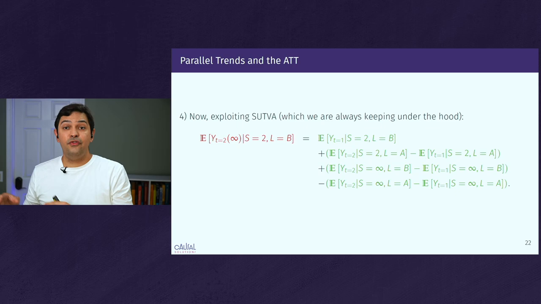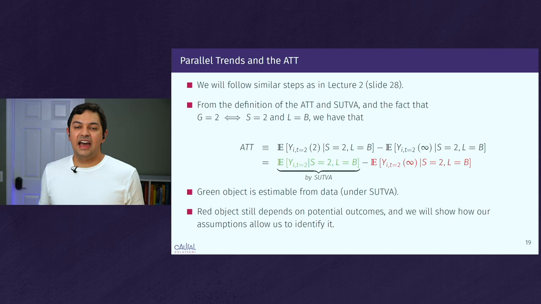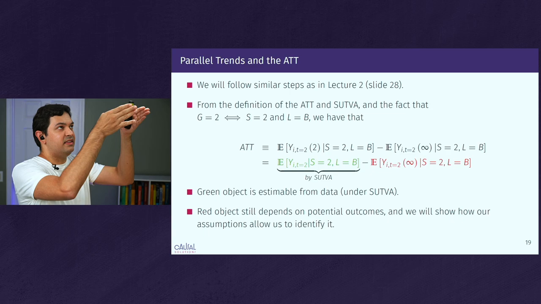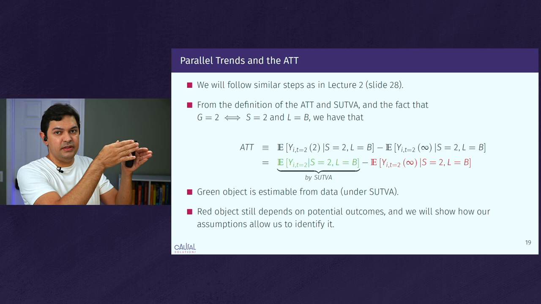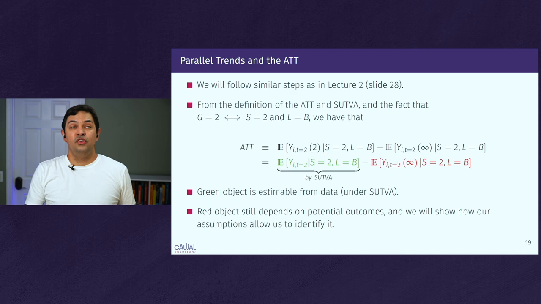One of these different ways that I'm actually doing is this first component that I have here on the right-hand side in slide 19. So I have outcome units who are in the post-treatment period, S equals 2 and L equals B. That's one of the partitions that I can make of my entire population, of my entire data set. Well, I have 7 others.